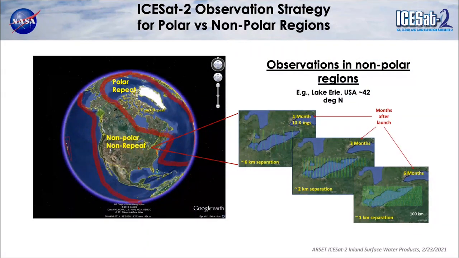Now, an interesting feature to point out is ICESat-2's unique observation strategy, one for the polar regions and one for the non-polar regions. In the polar regions, there's an exact repeat after every 91 days. But in the non-polar regions, after the first 91 days, the instrument off-points for the second 91 days, resulting in a strategy as shown in this figure below for Lake Erie. After 1 month, there were 10 crossings. After 3 months, or the first 91-day cycle, there were about 30 crossings. And after the next three additional months, there were 60 crossings, but all in different areas.